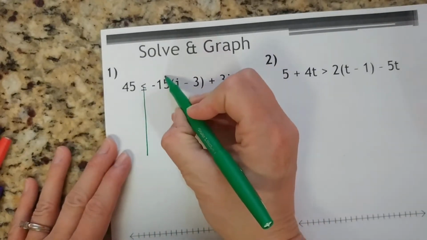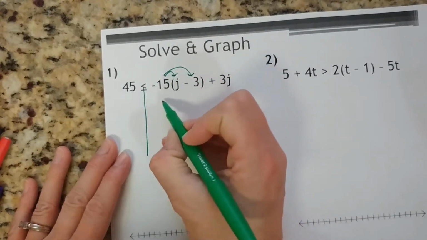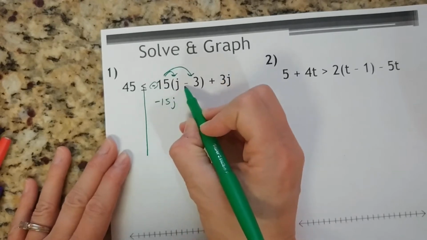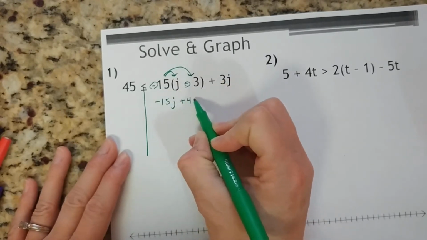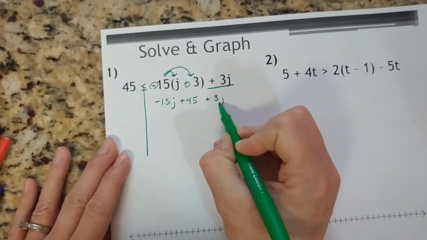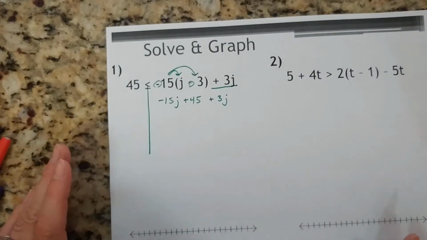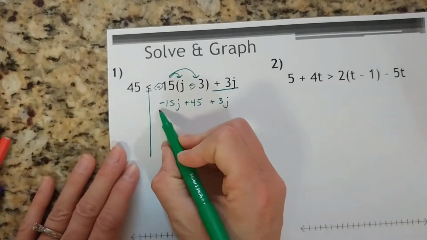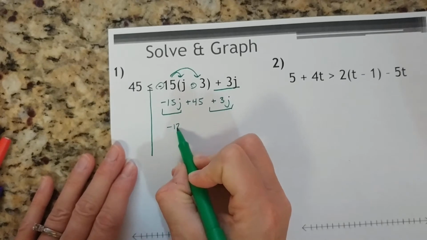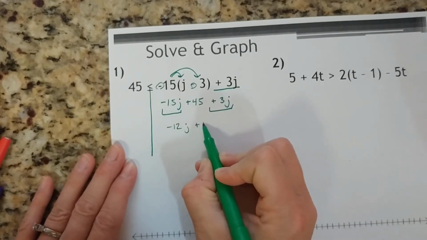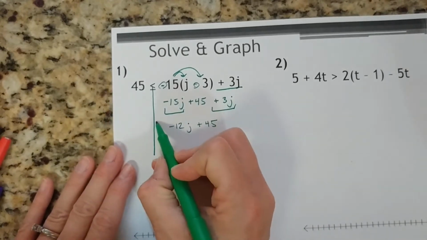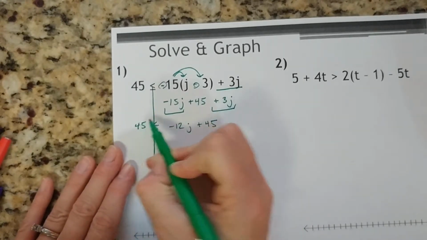So I'll distribute. You can distribute too. Negative 15 times negative 3. And then I'm going to bring down all of the plus 3j. So I've distributed. Now I'm going to combine like terms. Negative 15 plus 3. All right, so I've simplified this entire side. And we're just going to bring everything down.